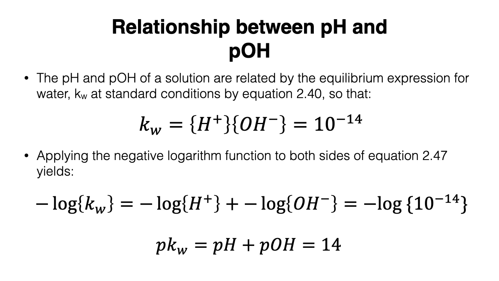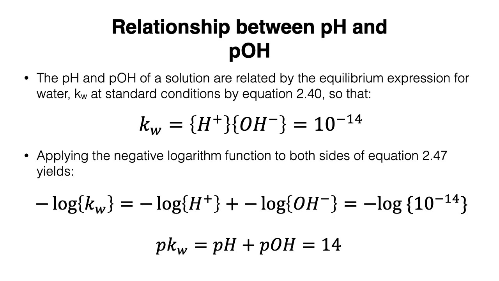If we take the negative logarithm of each side of this equation, the left-hand side would give us the negative log of Kw. That would be equal to taking the negative logarithm of the right-hand side, the negative log of H plus, plus the negative log of OH minus, equal to the negative log of 10 to the minus 14th. On the final line down below, the negative log of 10 to the minus 14th is equal to 14.